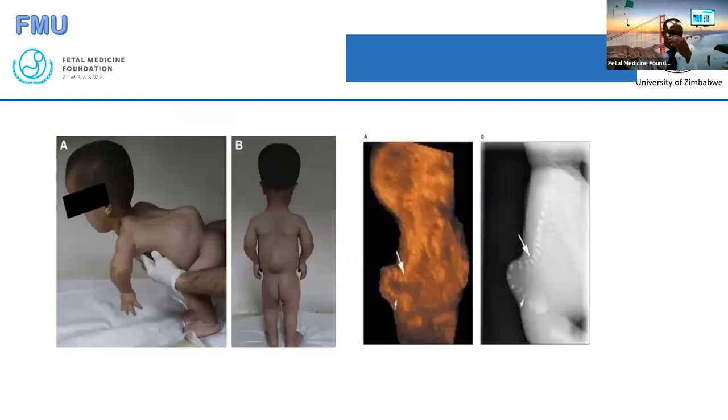If you go on to look at other features of achondroplasia, like the kyphoscoliosis, I have already shown you that in our patient, the spine was not a straight spine. You find a spine with a hump there, right? Even on a scan, you're then suspecting that this could be achondroplasia, right?